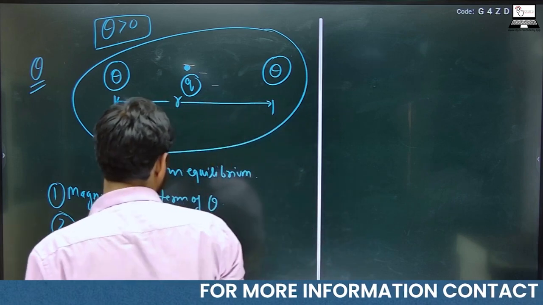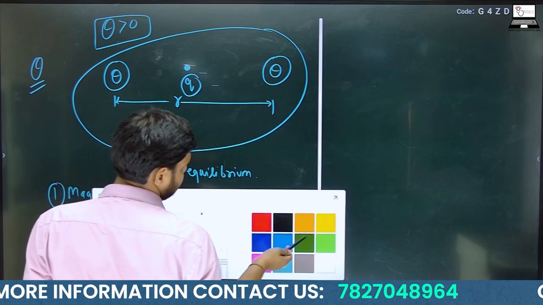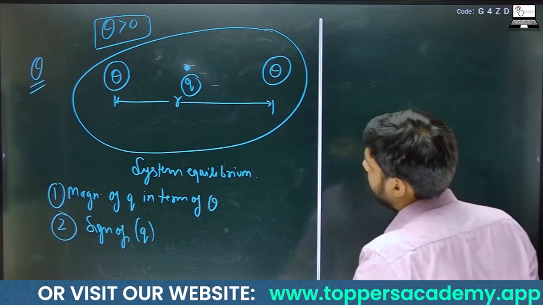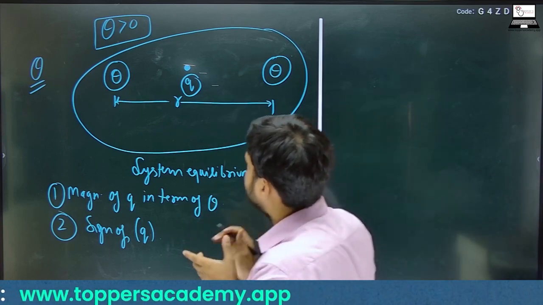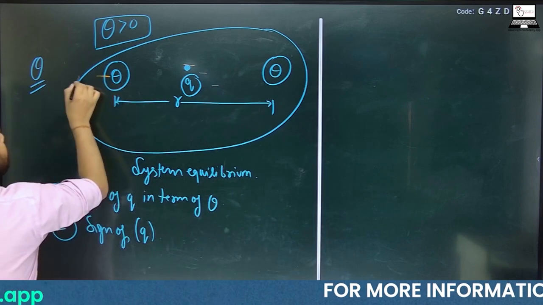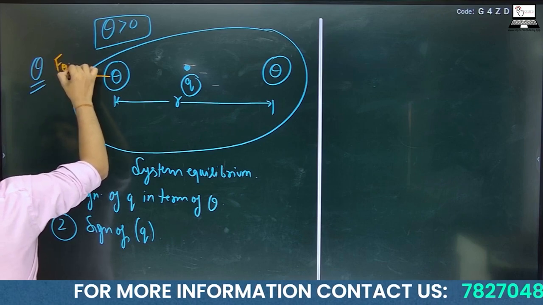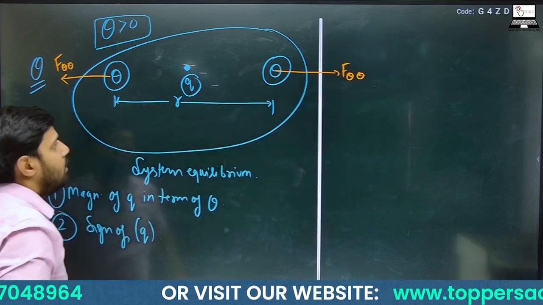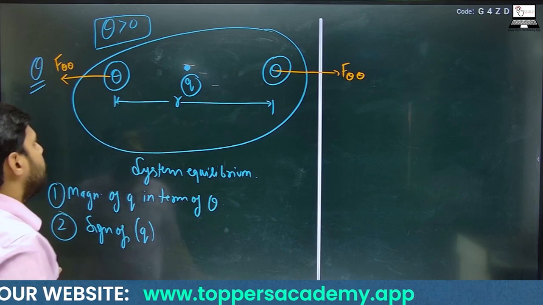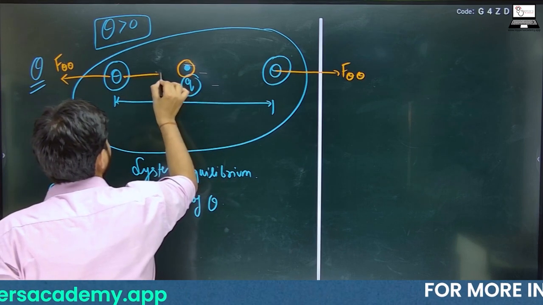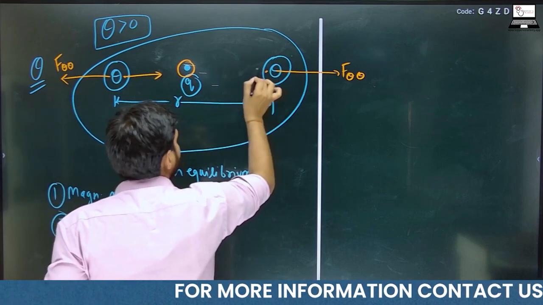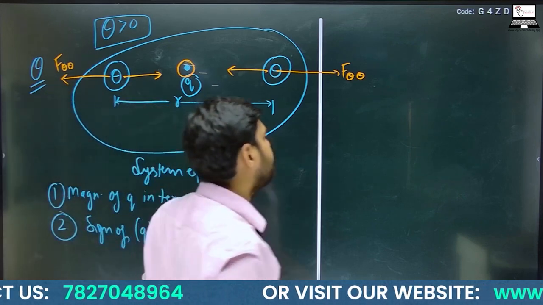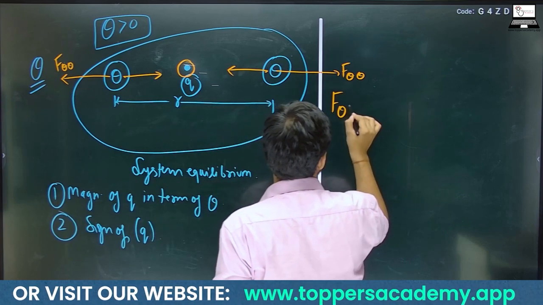Okay, so let's start it. So let's start the solution of this question. Okay. First thing is, you need to understand that F_QQ will repel each other, because they both are positive charges. So for the equilibrium of the system, this small q charge should attract this capital Q, and should attract this capital Q also, with the same force as F_QQ. Isn't it clear? So first of all, let us find out what is F_QQ.